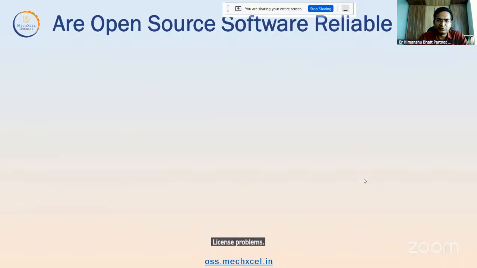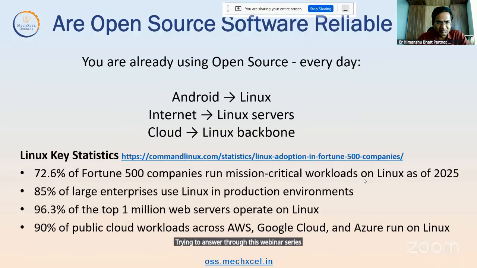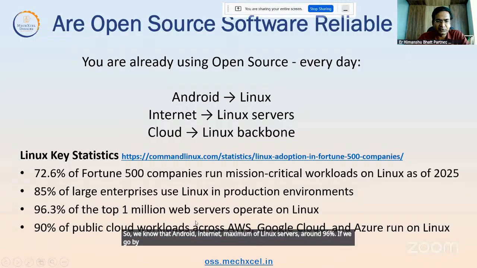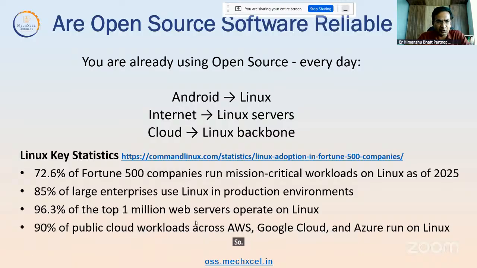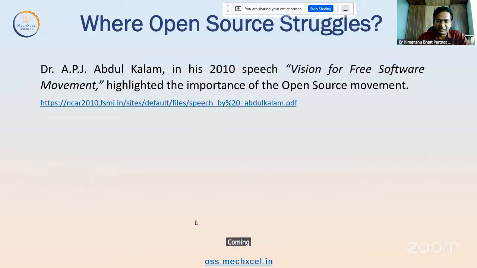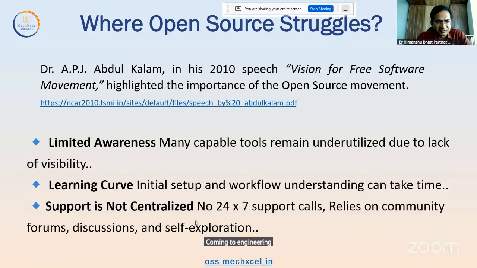So, are open source tools reliable? This is a question we are trying to answer through this webinar series. We know Android, the internet, and the maximum number of servers run on Linux. If we go by the statistics, 96% of online servers are running on Linux. So this open source technology is already reliable. It is proven technology.